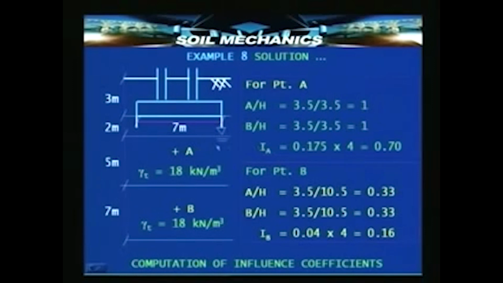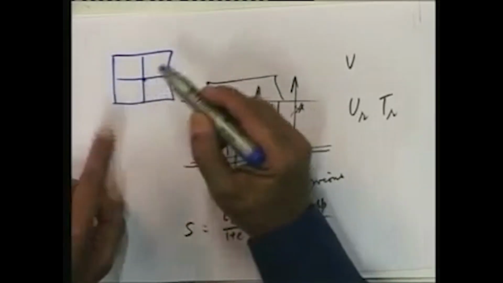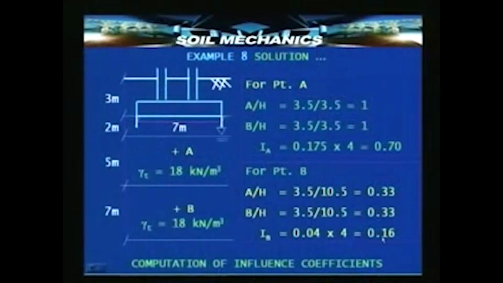That means the other dimension B upon H will be also 3.5 by 3.5 because this is a square foundation incidentally, and for A upon H equal to 1 and B upon H equal to 1, if you see the Bushnell's chart, you will find that the influence value is 0.175. Now, this is for one rectangle. The loaded area is divided into 4 parts and we are finding out the influence value for this one corner. So, influence value for the total loaded area will be 4 times this, and that is 0.7. Identically, we can find for point B, and that will be 0.16.